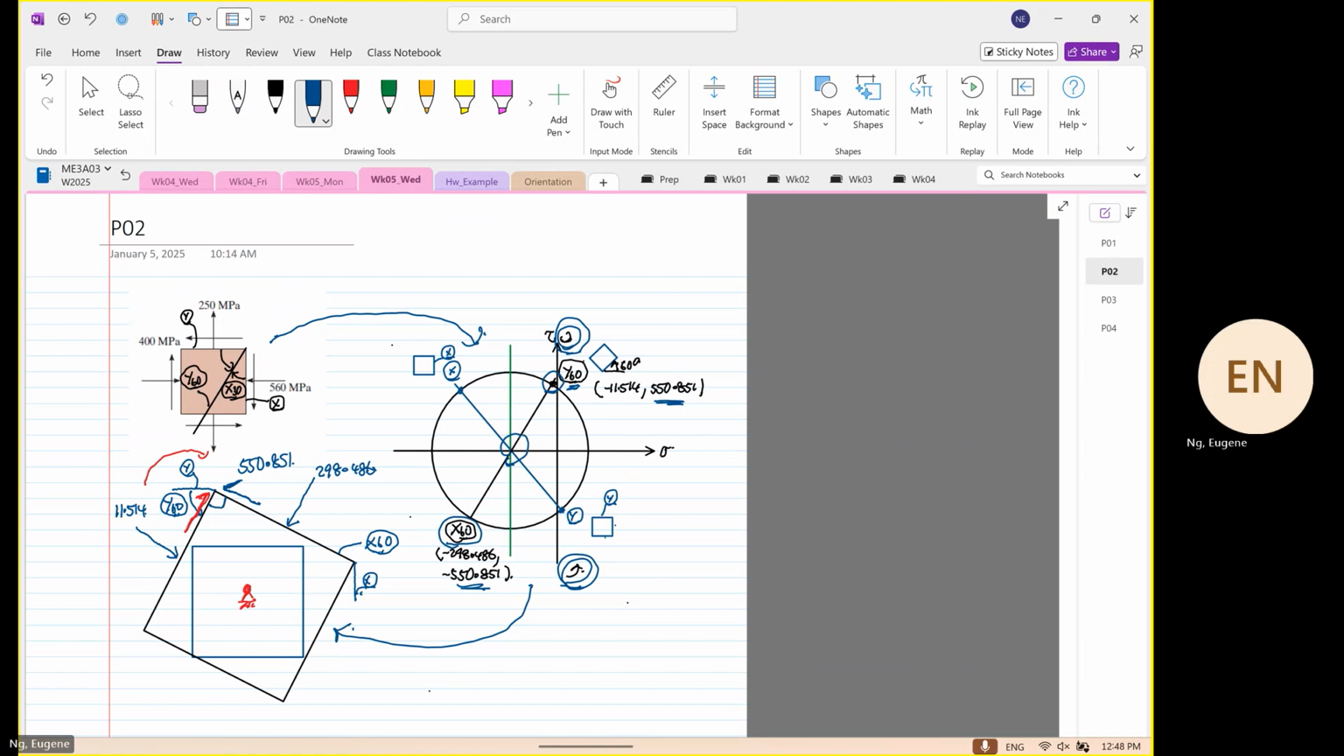The next thing that I'm going to introduce to you is 3D Mohr circle. And 3D Mohr circle is not a sphere. It's just Mohr circle with 3 circles. Are we clear? A true 3D Mohr sphere, I will not be teaching it. So let's look at 3D Mohr circle now.